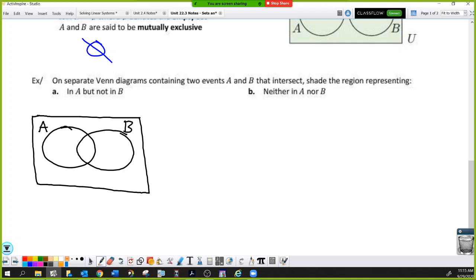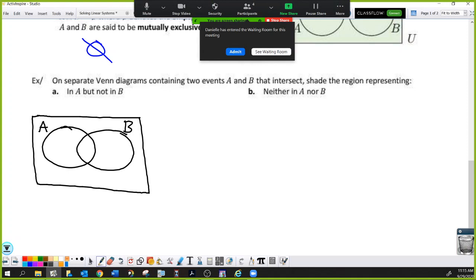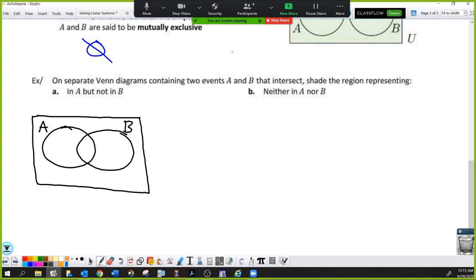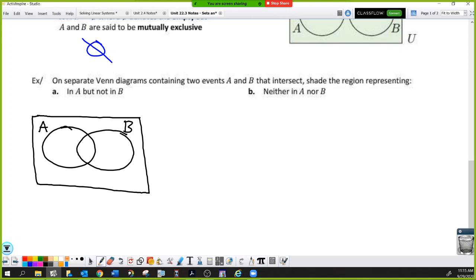We have to shade everything that is in A but not in B. That means you would go ahead and start shading circle A, just avoiding any parts of circle B. So here's all the stuff that is in A that is not in B. Just avoid the overlap.